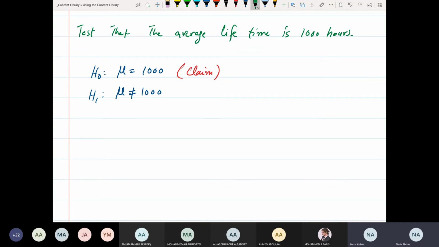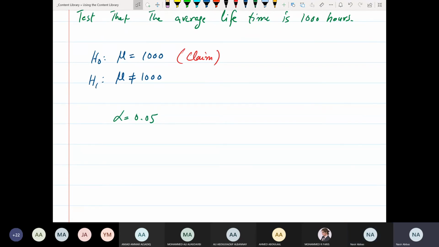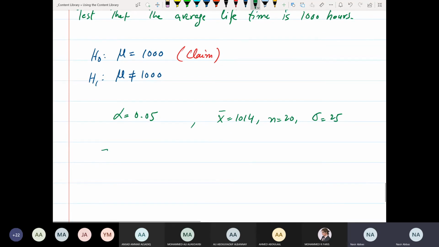Let's say I use a value of alpha to be 5%. And let us say I have the same data from the question. My X bar is 1014, my N is 20, my sigma is 25. So in that case, my Z will be 1014 minus 1000 divided by 25 over root of 20. That was 2.5044.